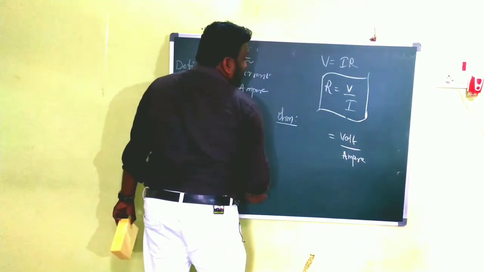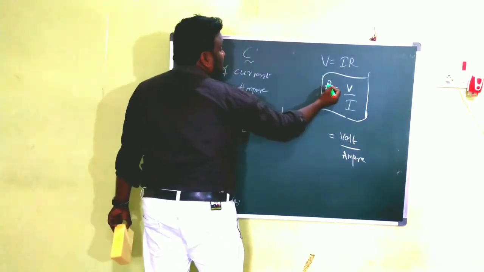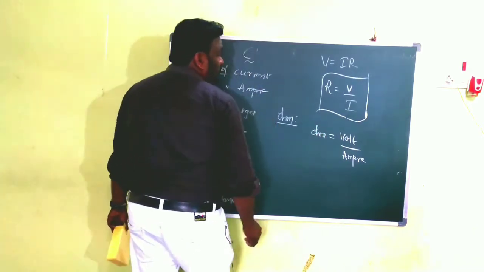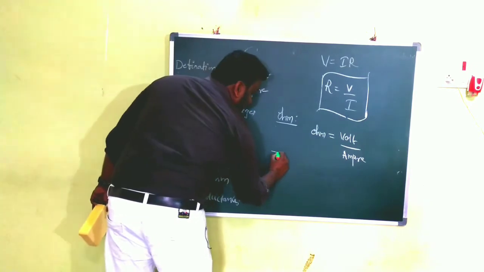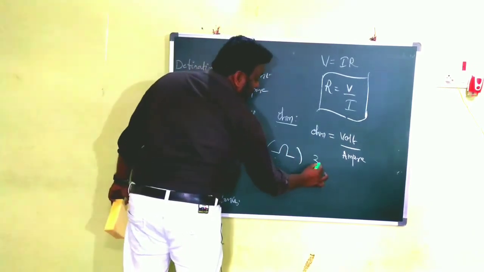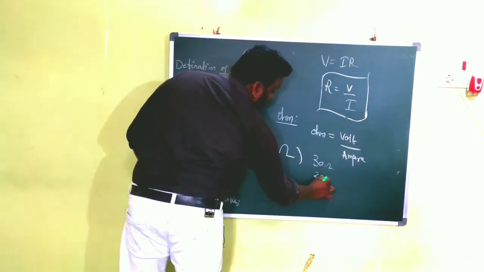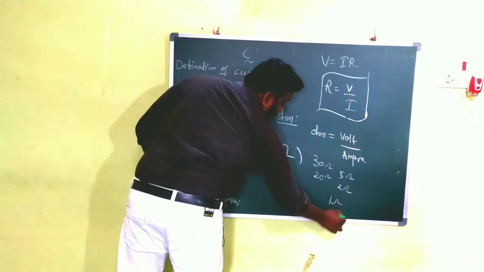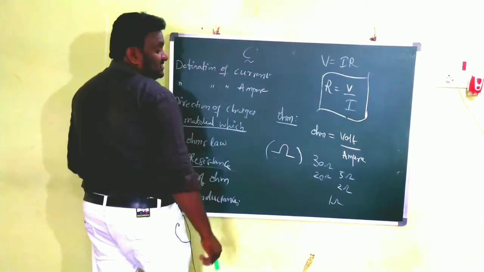So here R means resistance, and its unit is ohm. And the ohm symbol is like this. So resistance should be like 30 ohms, 20 ohms, 5 ohms, 2 ohms, 1 ohm. This is the circuit symbol of resistance.